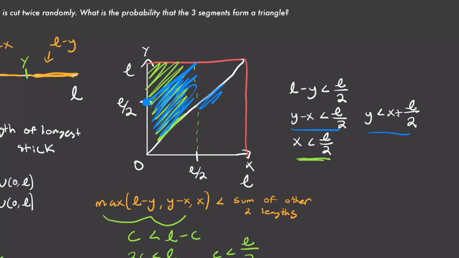We need to be greater than this line and basically have the same overlap as this green region. So I'm just going to shade in this part. And now finally, for our third condition right here, we can just rearrange this to be the fact that we need y greater than basically L divided by 2.